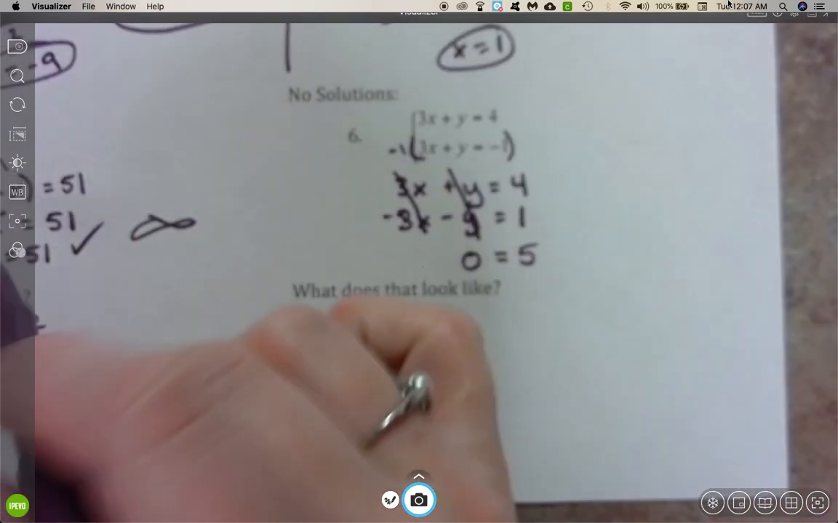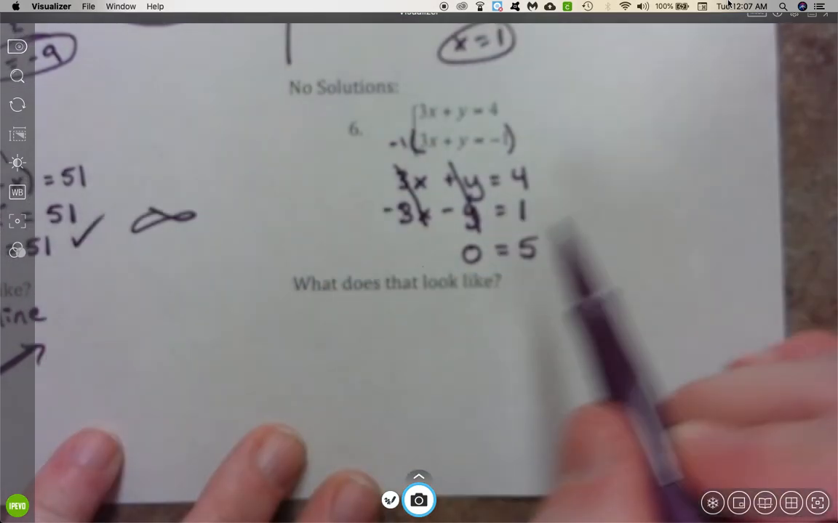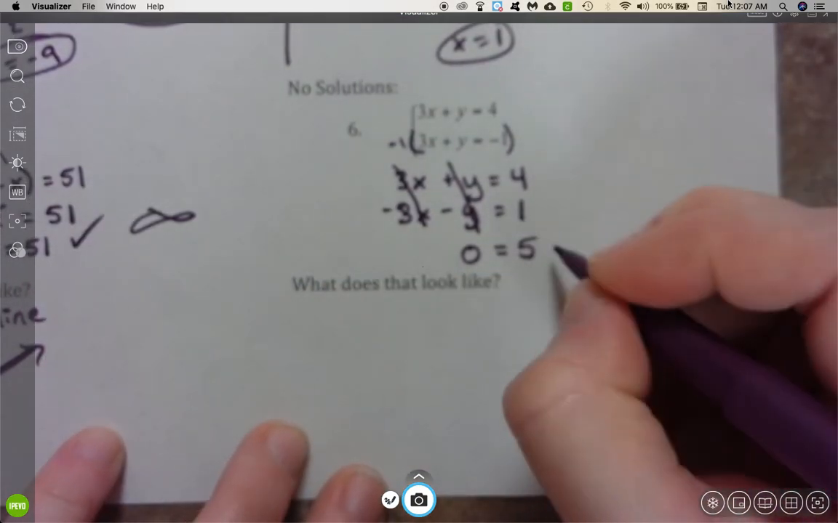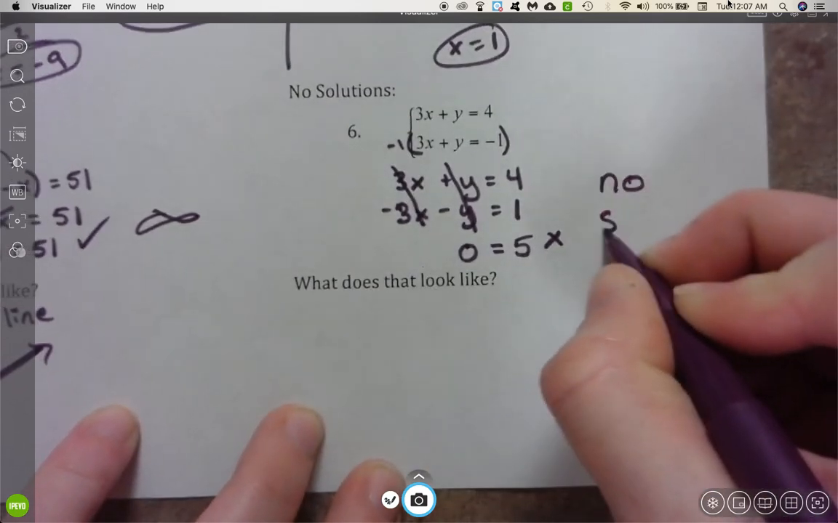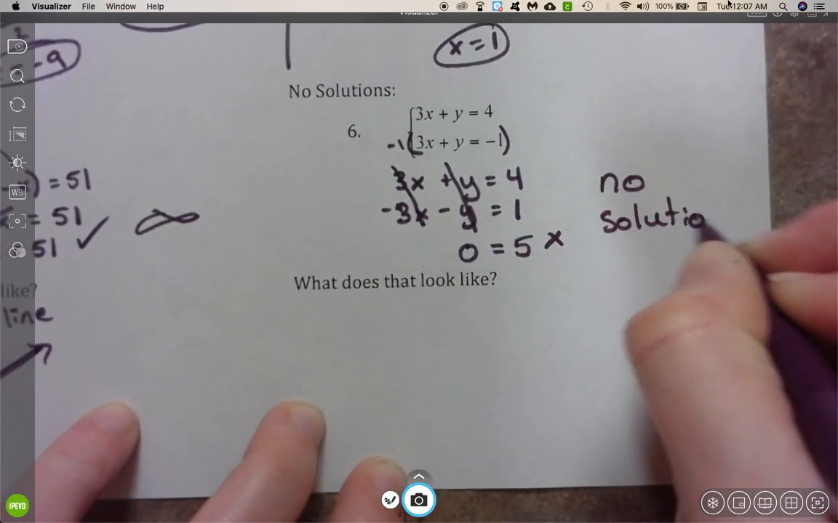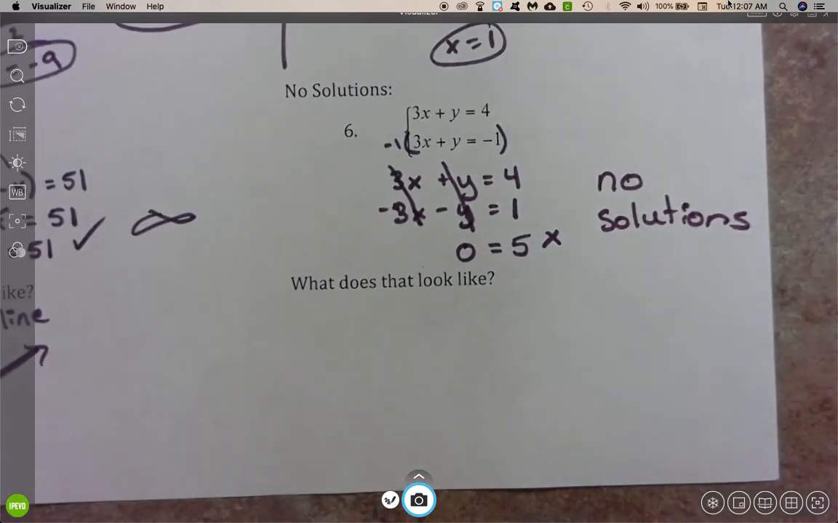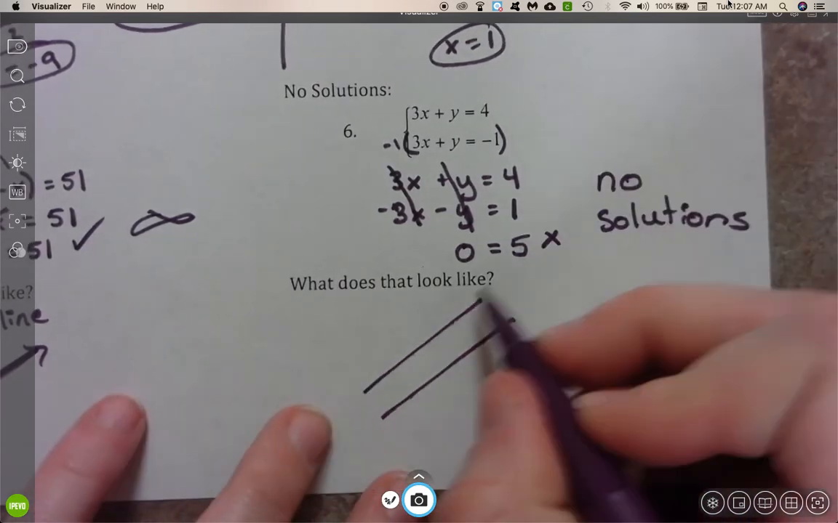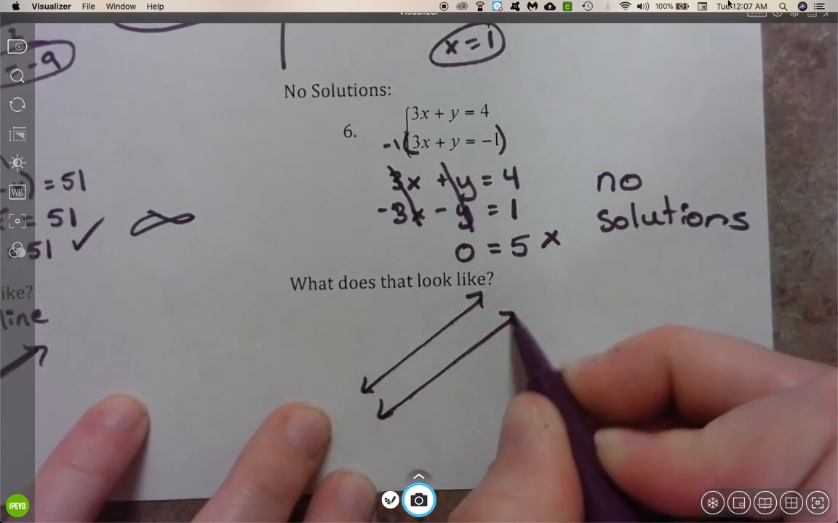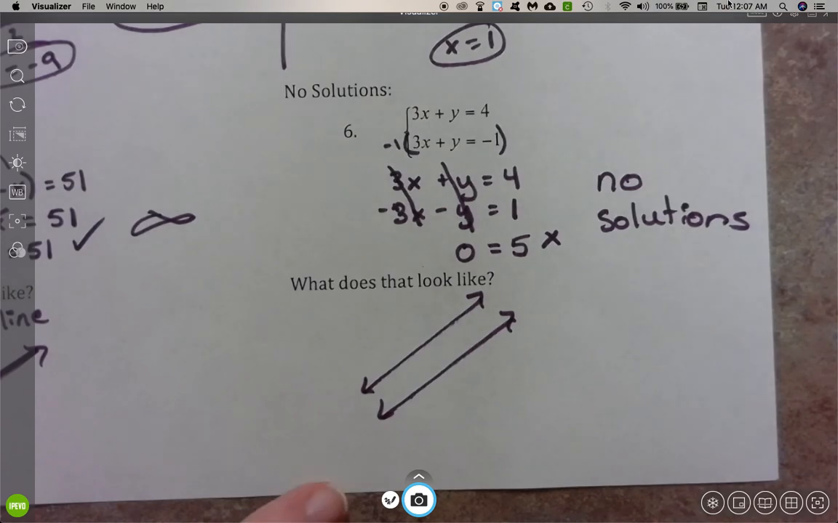Well, 51 is always equal to 51, but 0 is never equal to 5, right? This does not happen. That's not true. So this will be no solutions, okay? And what does it look like when there are no solutions? Well, we're looking for the places where the two lines cross each other. And if they don't cross each other, what will they have to look like? They will have to be parallel to each other. Okay, so maybe the two lines look like this, where they're never touching. That's a scenario where I have no solutions.